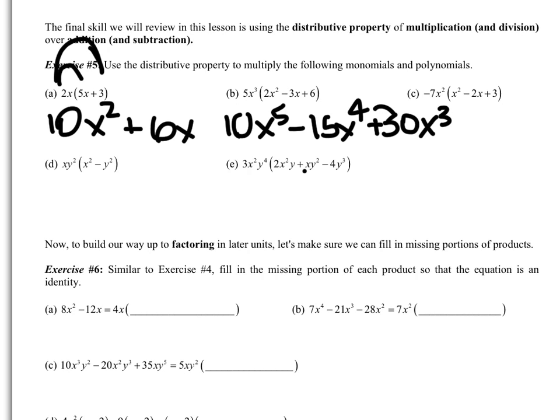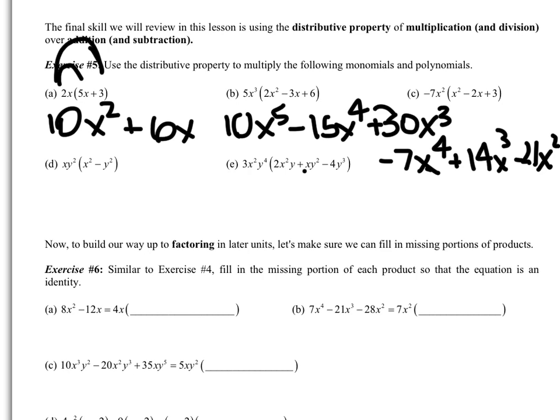My stylus is giving me a little problem here. And so we get 10x to the 5th minus 15x to the 4th plus 30x squared. In example C, we're going to have negative 7x to the 4th plus 14x cubed minus 21x squared.